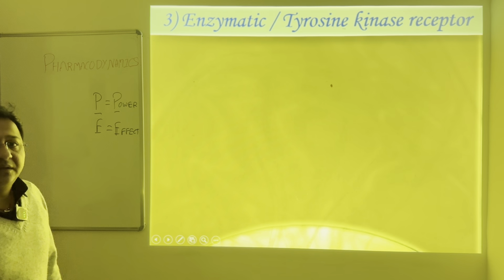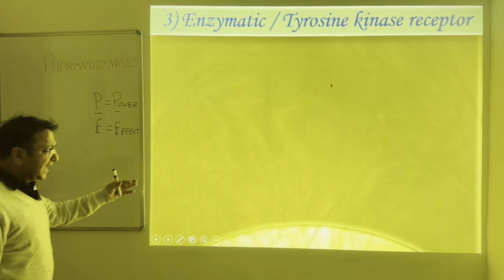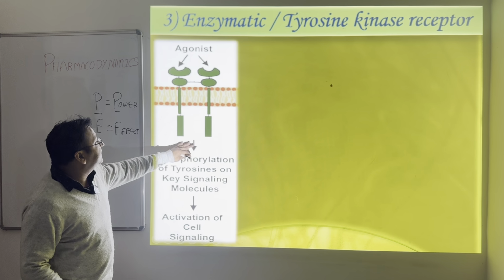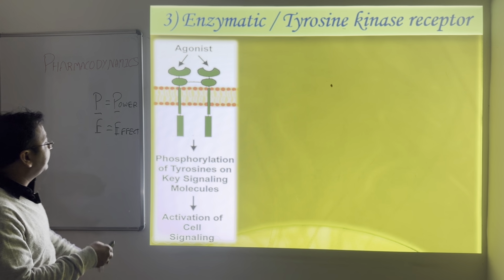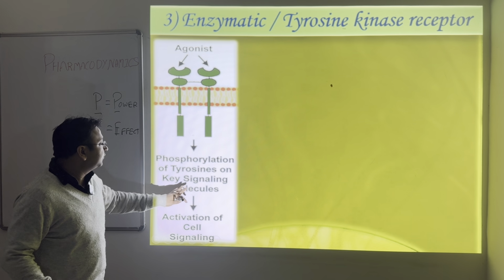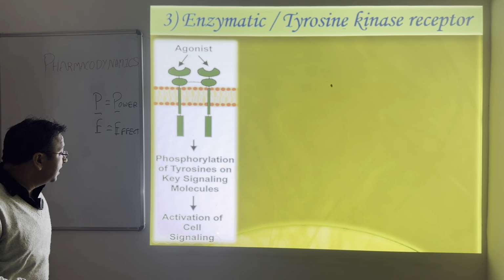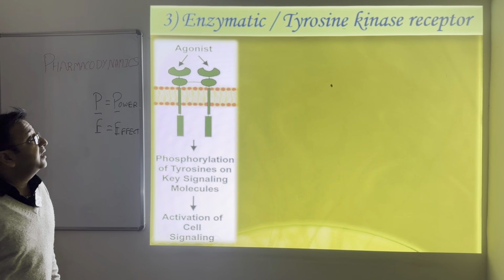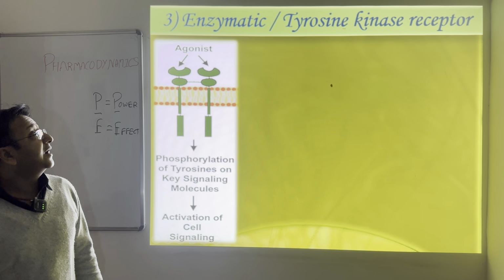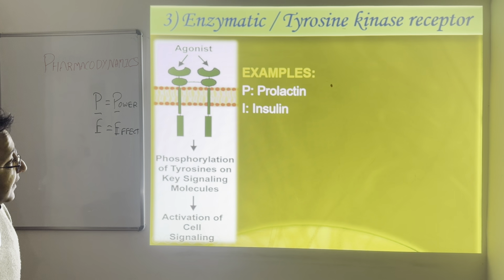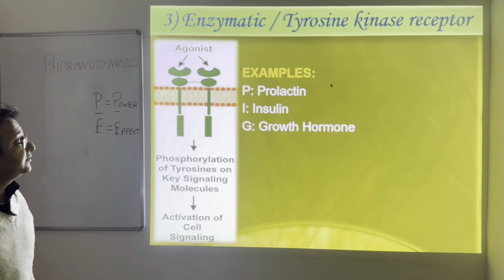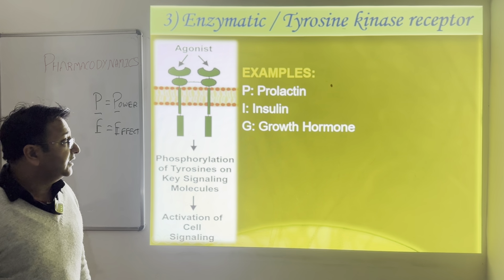Third is the enzymatic receptor through tyrosine kinase. The enzymes are present inside the cell. When the drug binds, this enzyme gets activated, tyrosine kinase, phosphorylation occurs, key signaling molecules are activated, and then the cell signaling is activated. So what are the various drugs which act through tyrosine kinase? Remember with the PIG: prolactin, insulin and growth hormone. These drugs act through the tyrosine kinase receptors.